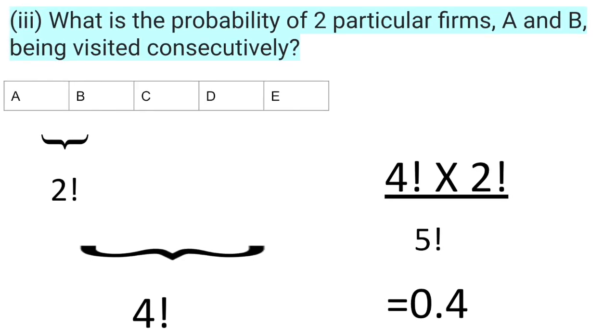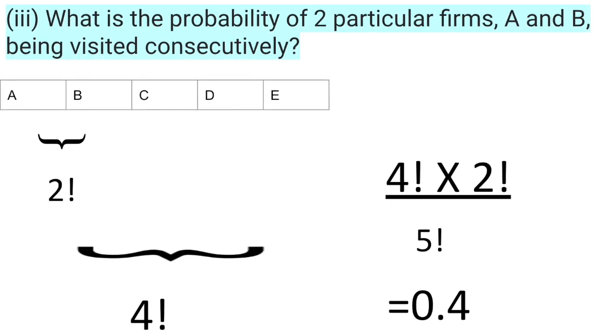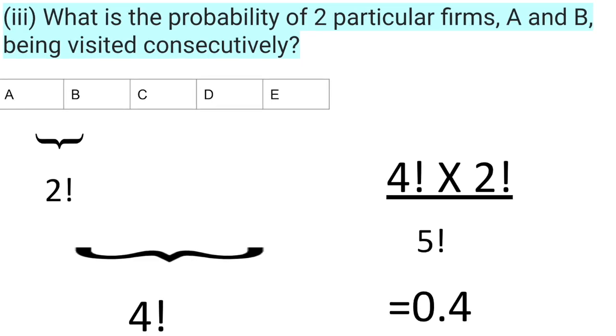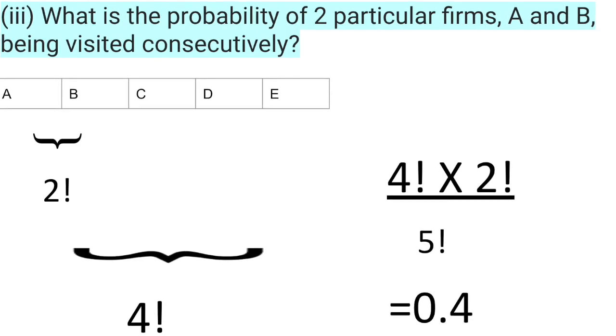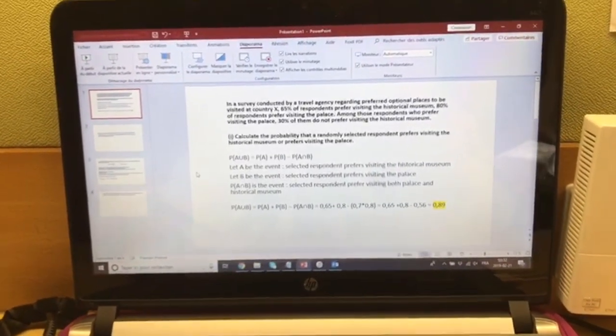And the question has said that the van can choose different routes every day. So with 5 companies, the denominator will be 5 factorial. And after doing the calculation, we'll have 0.4 as the answer. So this is group 2 and I will present you question 2b.